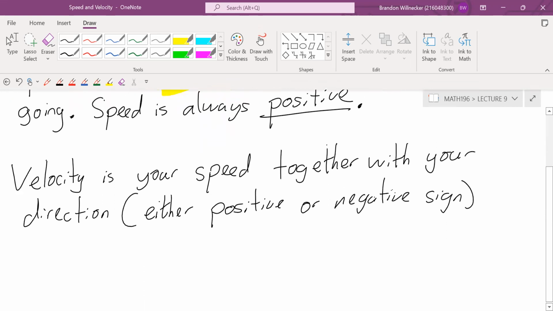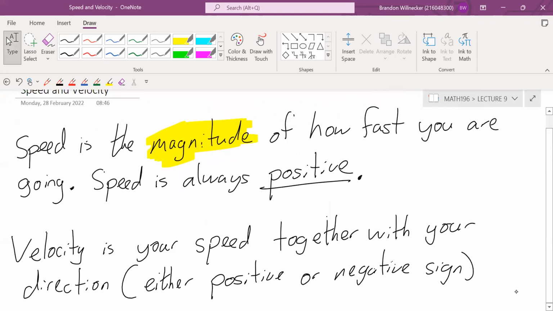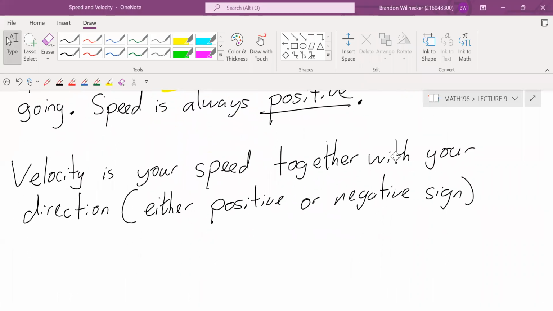Okay, so speed is just the magnitude of how fast you're going. It doesn't tell you in which direction you're traveling. It just says how fast. On the other hand, velocity is speed together with your direction. So it has extra information that tells you where you're going.